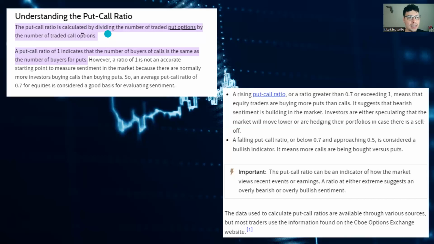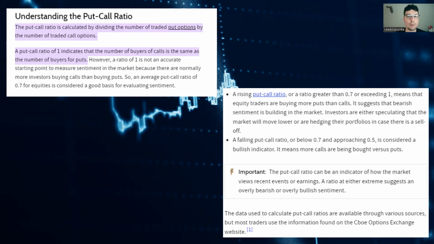Now, the put call ratio is calculated by dividing the number of traded put options by the number of traded call options. So a put call ratio of 1 indicates the number of buyers of calls is the same as the number of buyers of puts. However, a ratio of 1 is not an accurate starting point to measure sentiment in the market, because there are normally more investors buying calls than buying puts. So an average put call ratio of 0.7 for equities is considered a good basis for evaluating sentiment. A rising put call ratio, or a ratio greater than 0.7 or exceeding 1, means that equity traders are buying more puts than calls.